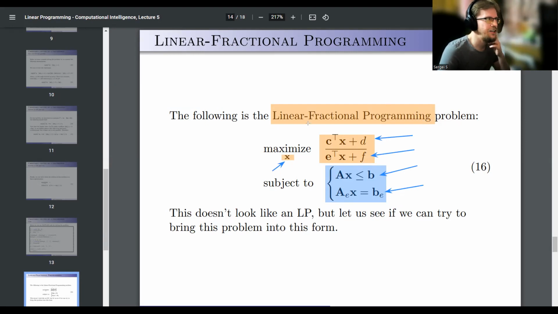It doesn't look like a linear program at all. If you try to plot 1 over x, you know that 1 over x is not a function that invites linearity to your imagination. Doesn't look linear at all. So the whole problem looks bizarre already. But we can make it linear. We can. So let's try.